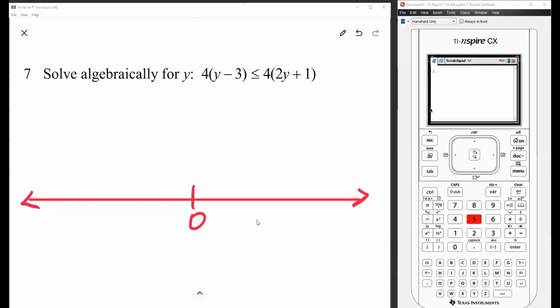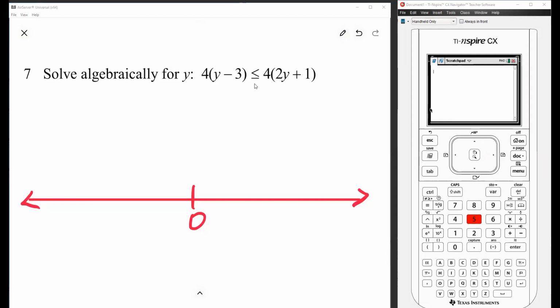Hey, I wanted to do question number 7, solve algebraically for y, and it gives us this inequality. Now, I'm going to show you both ways. I'm going to show you how to do it algebraically, and I'm going to show you how to do it using the calculator. I'm going to show you the calculator way first, and then I'm going to create another video where I show it algebraically.